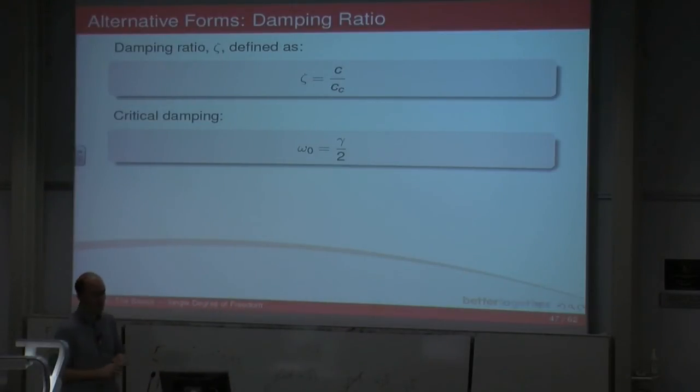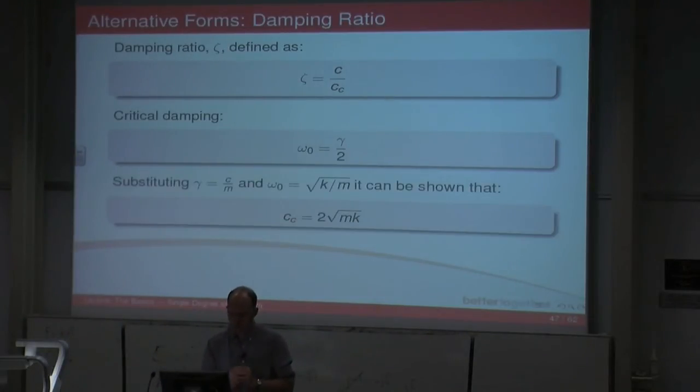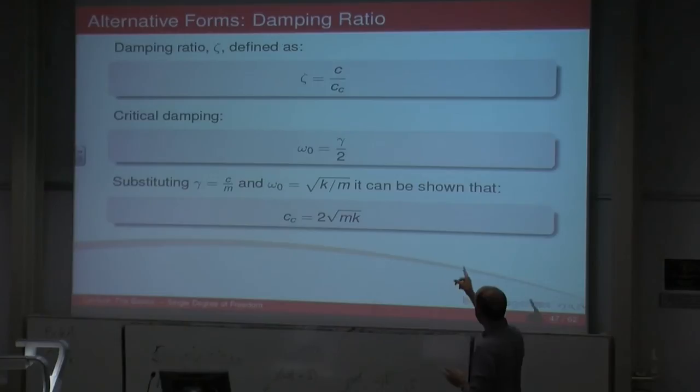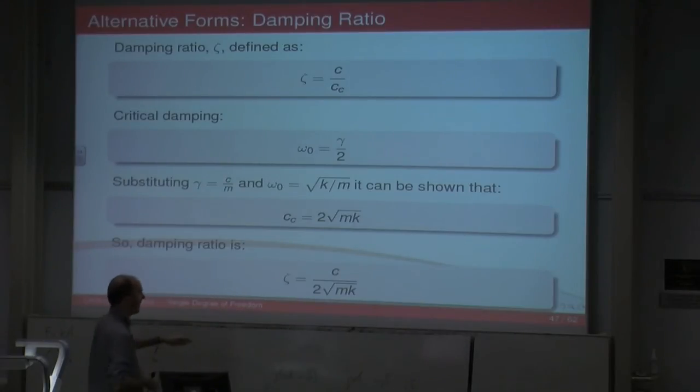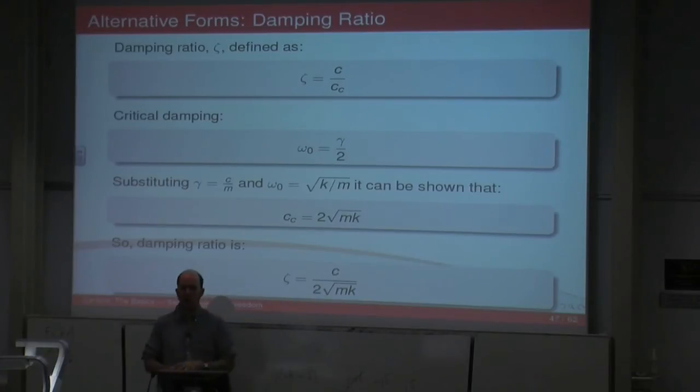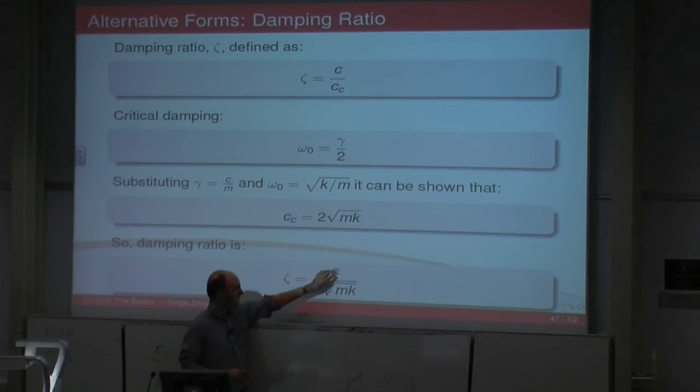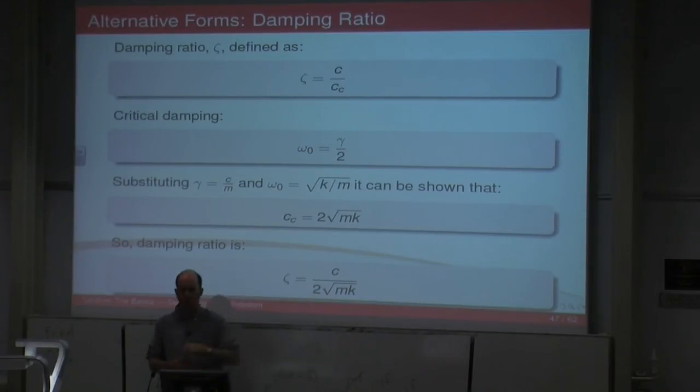So you can solve it, you get omega naught equal gamma upon 2. And if you do that substitution back, knowing that gamma is C upon m and omega naught is root k upon m, it can be shown that Cc is 2 times root m times k. And so we can stick that into that equation at the top, and you get damping ratio is C divided by 2 root mk. So if you know the damping of your system, you can find the damping ratio by dividing it by the critical damping value, which is equal to 2 root mk.